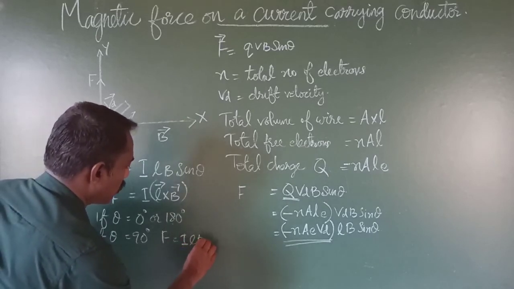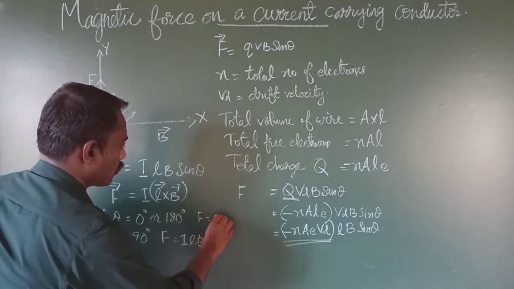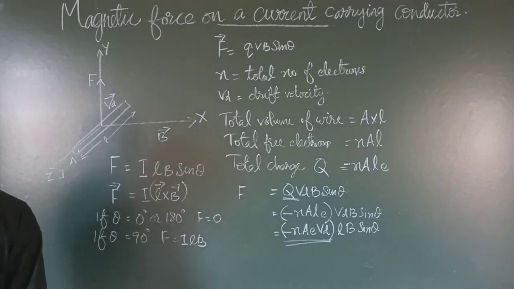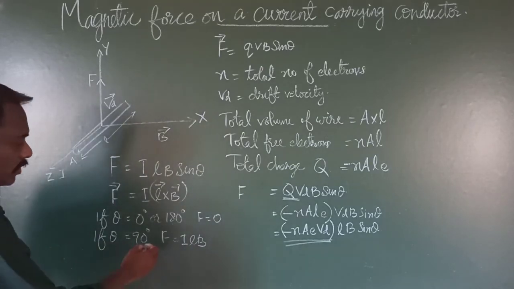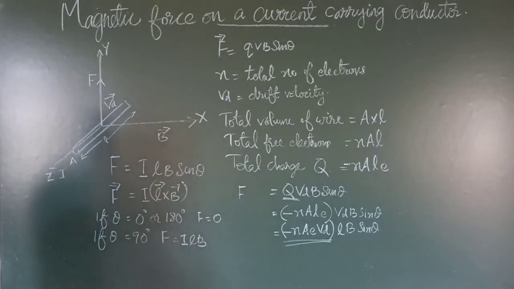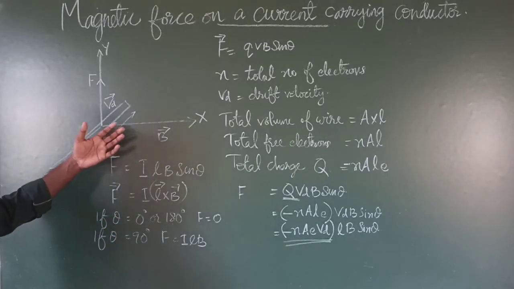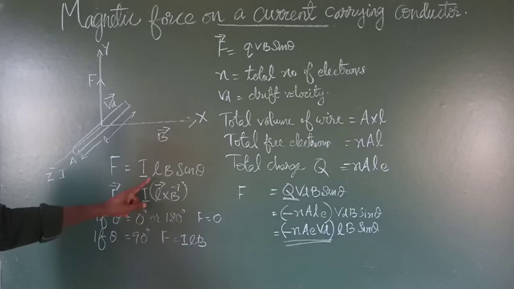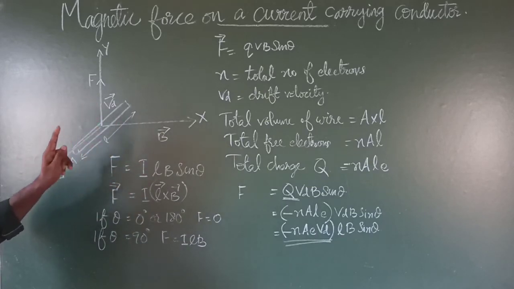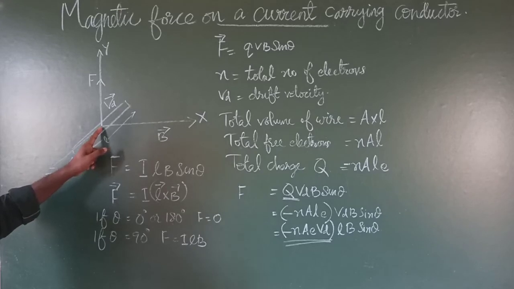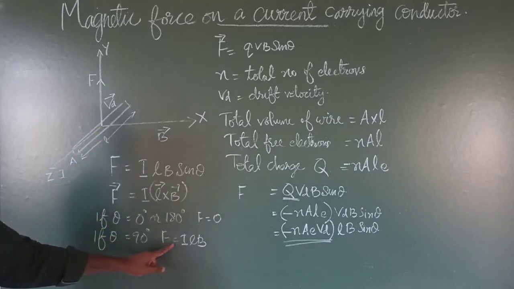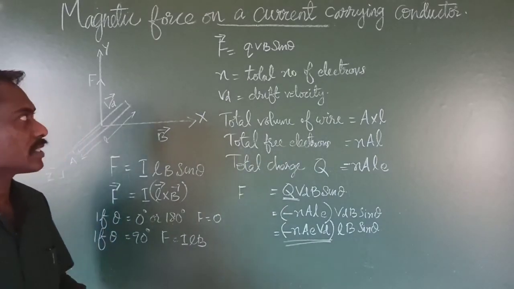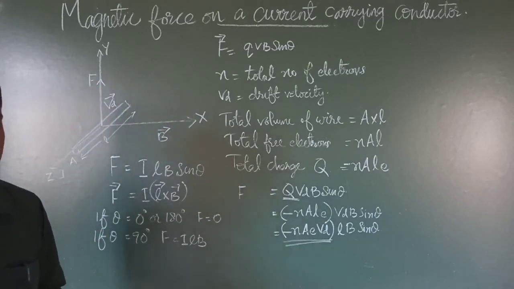In the first case, F is equal to 0, and in the second case, the force will be F equals I into L into B. So the force exerted on the moving charges will be maximum when theta is equal to 90 degrees. That is, when the velocity vector is perpendicular to the direction of the magnetic field, the force exerted will be maximum.